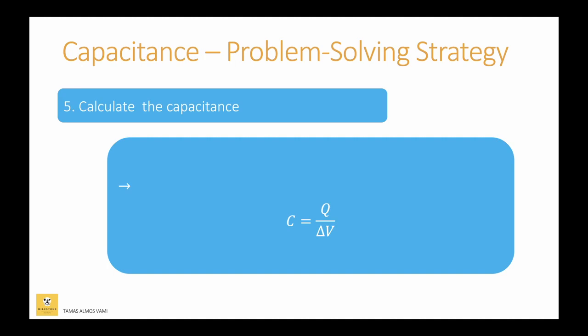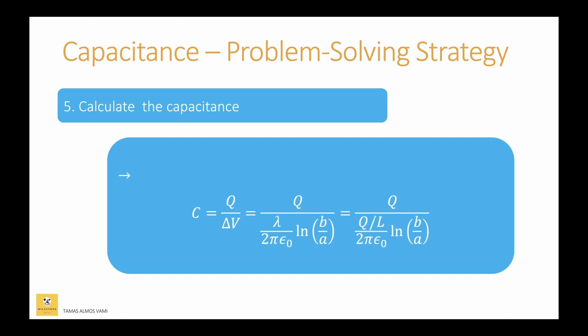Now we want to calculate the capacitance. Reminder of the definition: the capacitance is the charge divided by the potential difference. We now calculated the potential. The charge was given as Q. What we have to figure out is how to relate lambda to Q.